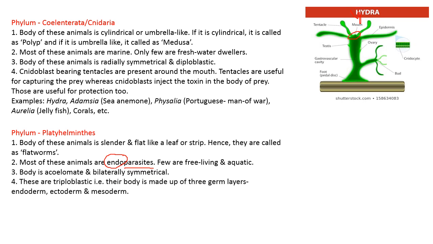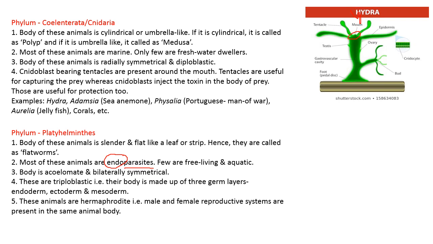These are triploblastic. Acoelomate means they don't have a body cavity, but all three layers are present, because as we studied, the cavity is formed by the middle layer, the mesoderm. So although there is no body cavity, the three layers are available. That is triploblastic. The body is made up of three germ layers: endoderm, ectoderm, and mesoderm.